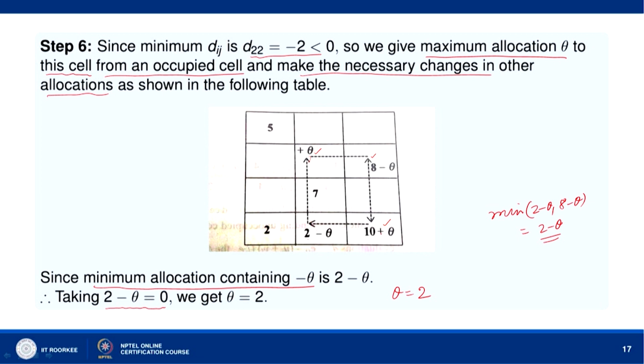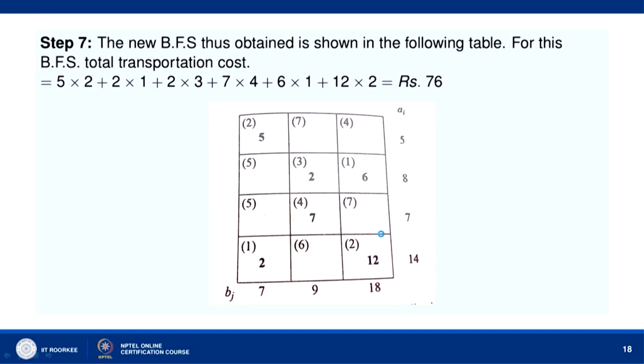So, this is the modification that we make, and after that, this is 5 now. To this cell theta is 2. So, we get 2 allocation here, and this is 8 minus theta, so we get 6 here, this cell allocation becomes 0, here it was 2 and here 10 becomes 12. So, we get now transportation cost as 5 into 2, 2 into 1, then 2 into 3, then 7 into 4, then 6 into 1, then 12 into 2. So, we get rupees 76.